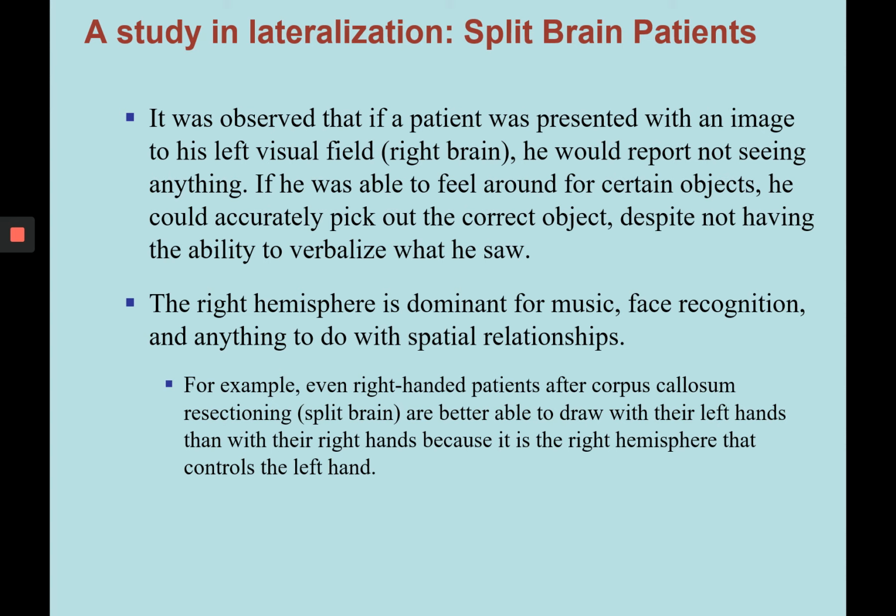There's another example where right-handed patients, after corpus callosum resectioning or splitting the brain, were able to draw with their left hands better than their right hands, because it was the right hemisphere that controls the left hand. So even if they were originally left-handed or originally right-handed, it didn't matter. They were able to draw better with their left hands than their right hands because of how information is processed in the brain.